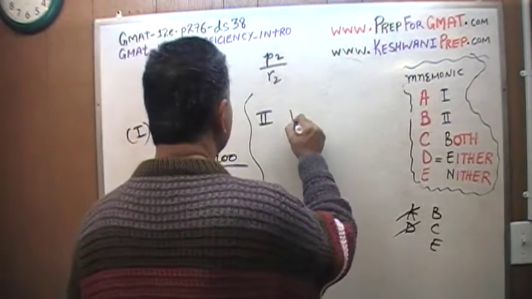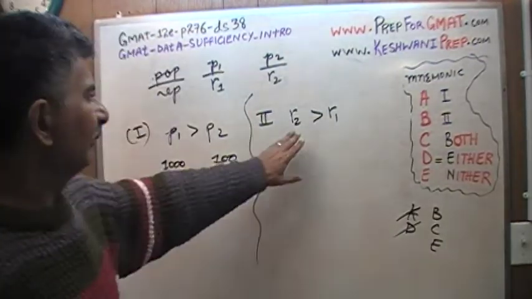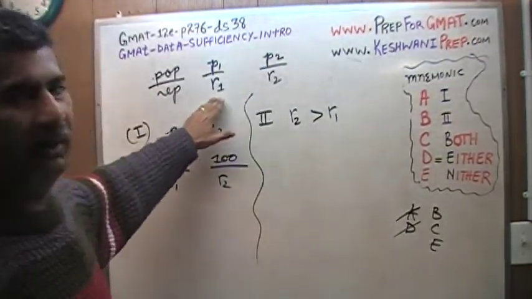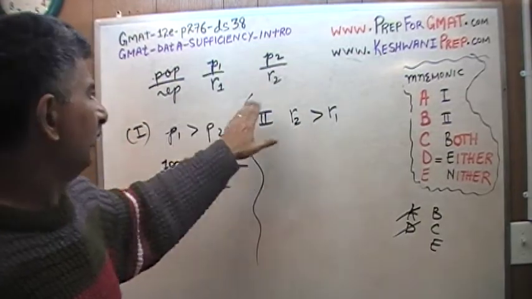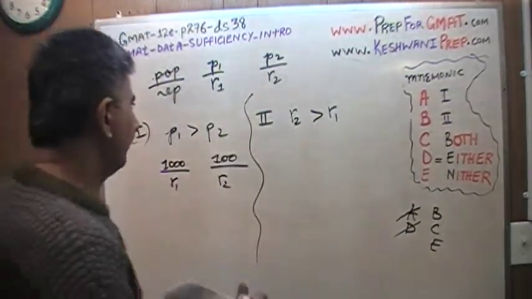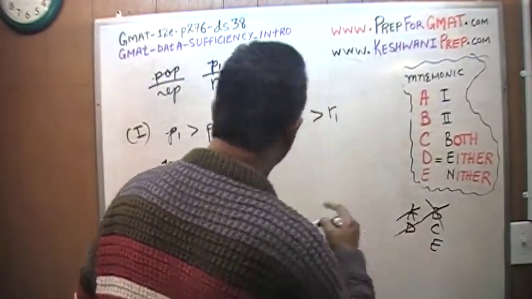There you go. Statement 2 says R2 is greater than R1. Now again, knowing simply that R2 is greater than R1 and having no knowledge at all about P1 and P2 is not enough to tell us which ratio is greater. So the second statement by itself is also not enough. The answer cannot be B. The answer would have to be C or E.